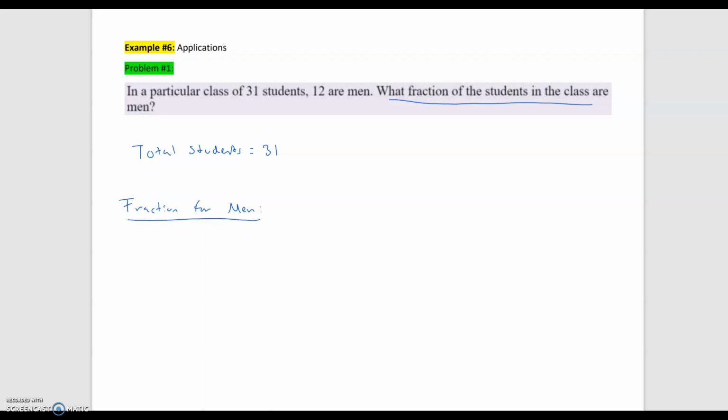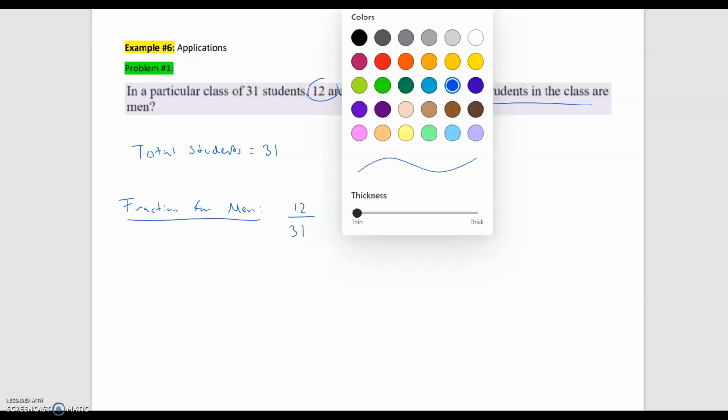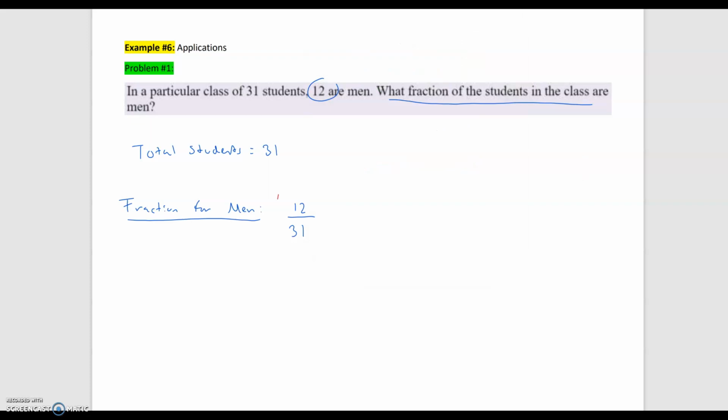In this case, we're told that 12 of these are men, so this will be 12 over 31. This one doesn't reduce, and we leave it as it stands. So that's actually it for this one. A couple of variations of these ask you not to reduce the fraction, and others do want you to reduce it. So for this one, that's actually it.